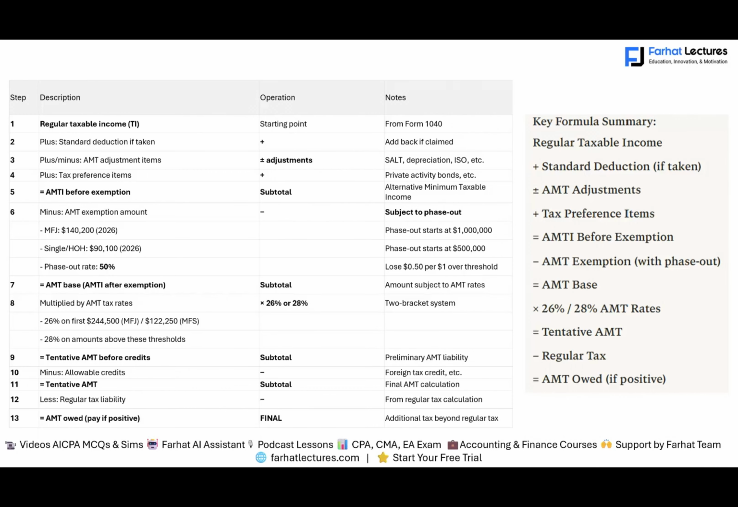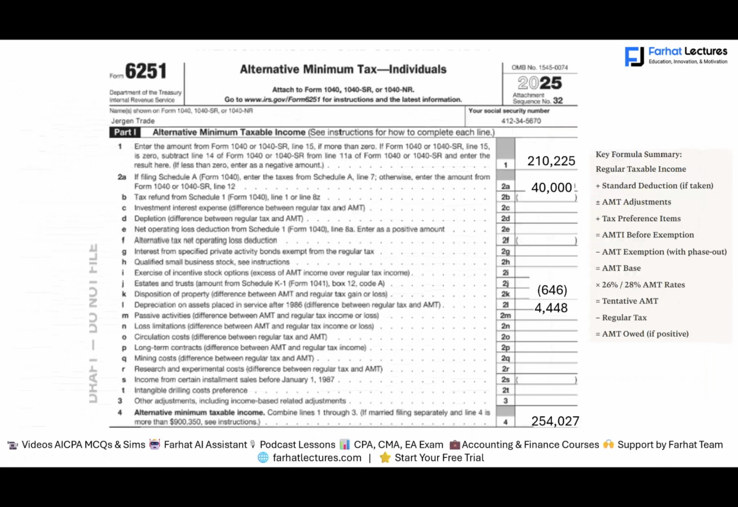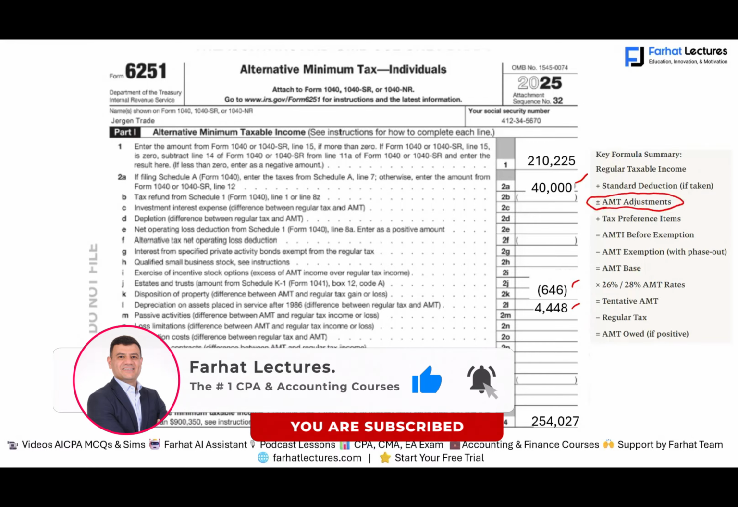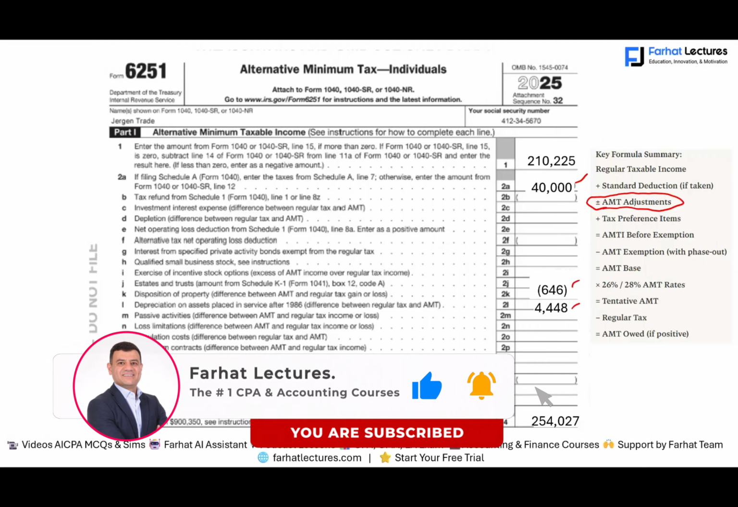In the prior session, we looked specifically at AMT adjustments. Specifically, we completed up to this point. We looked at 1, 2, 3 types of adjustments. Some of them were pluses, some of those were minuses.